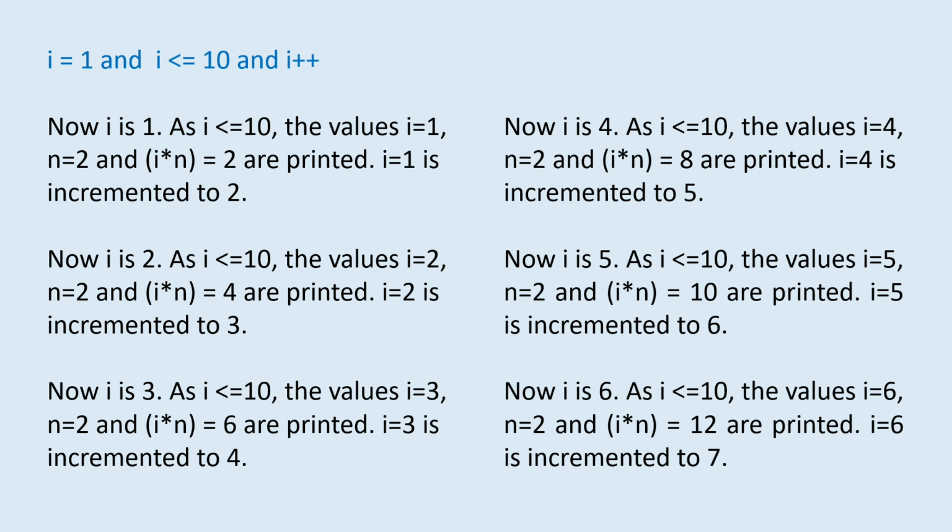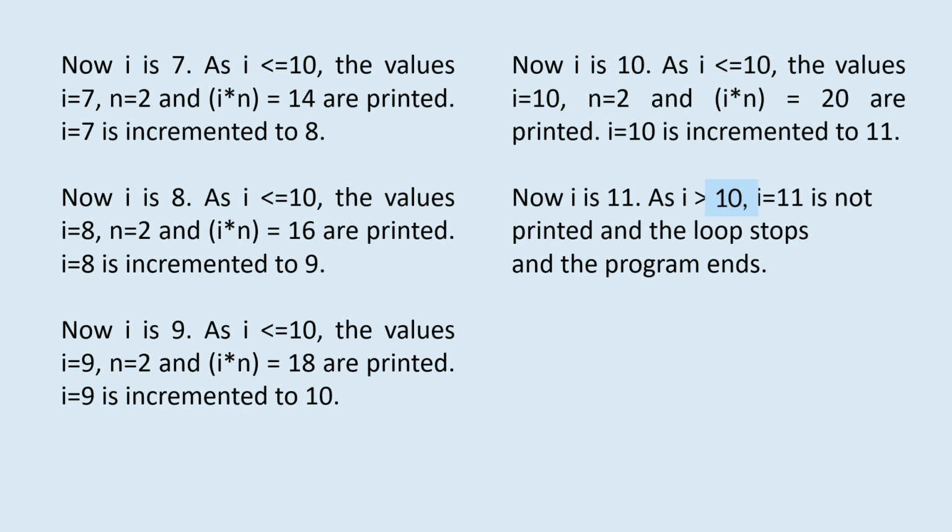Now i is equal to 2. As i is less than 10, the values i is equal to 2, n is equal to 2, and i into n, 4 are printed. Now i is equal to 2 is incremented to 3. This process goes on, and at last i is equal to 10. As i is less than or equal to 10, the values i is equal to 10, n is equal to 2, and i into n, 20 are printed. Then i is equal to 10 is incremented to 11. Now i is 11. As i is greater than 10, i is equal to 11 is not printed. So now the loop stops and the program ends.